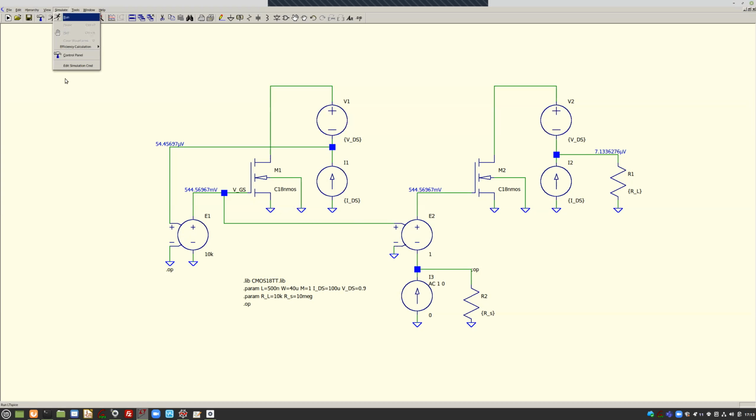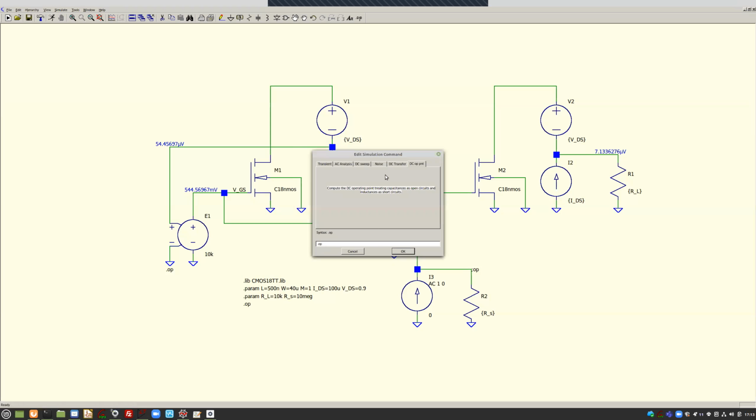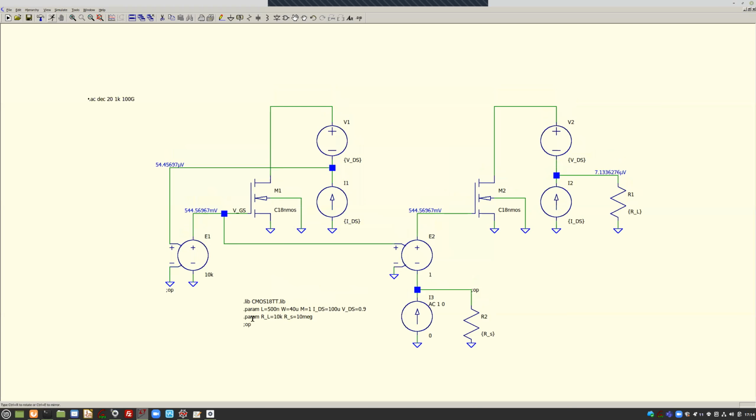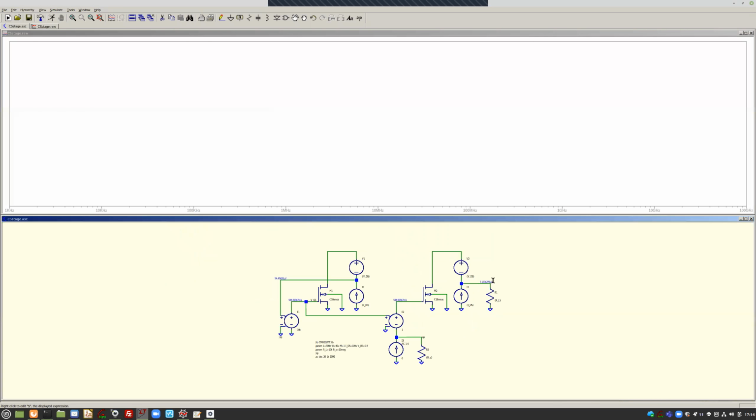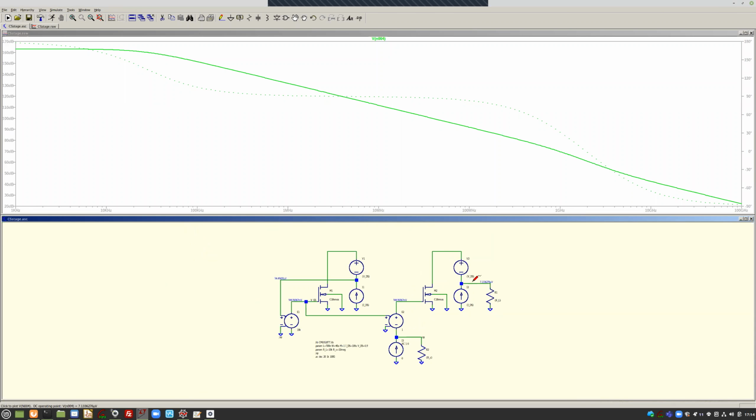I guess you are familiar, so we can edit the simulation command and do an AC analysis. The type of sweep, we want per decade, number of points 20, the start frequency 1 kilohertz, and the stop frequency, well, let's do 10 gigahertz, 100 gigahertz, why not? Okay, and we can place it there, and run the whole thing, and then measure the voltage at the load.